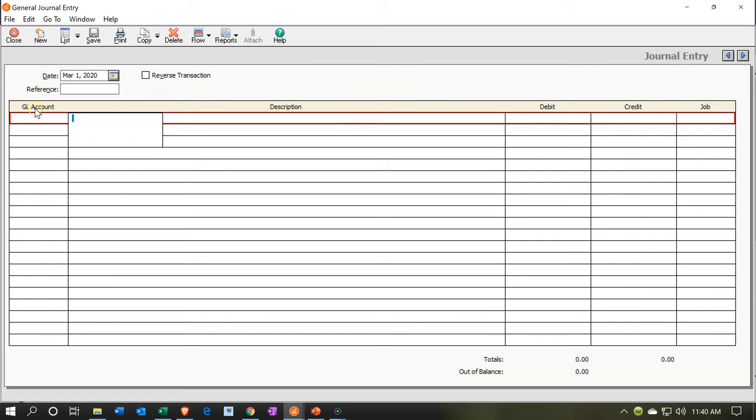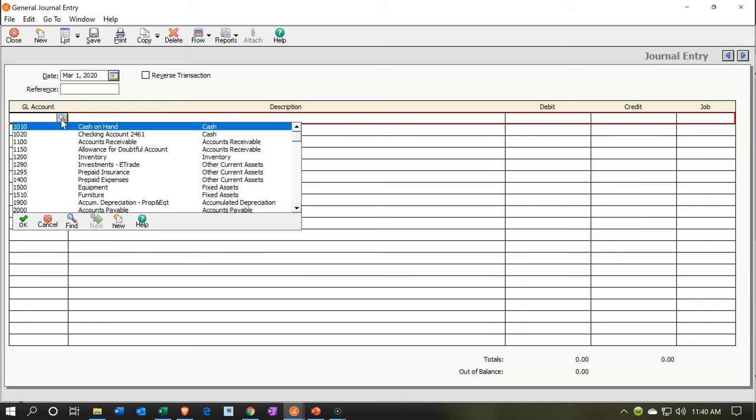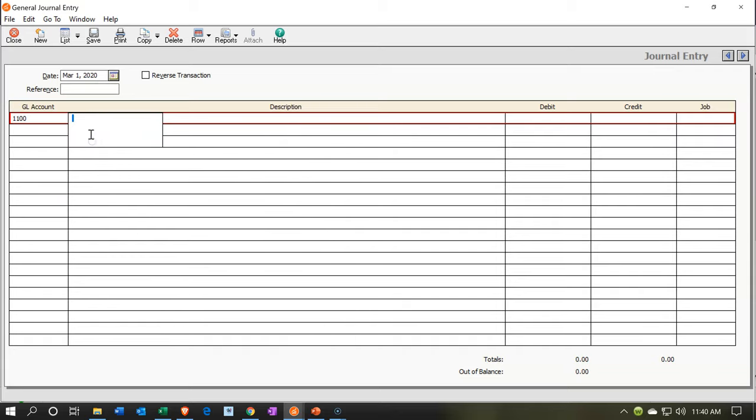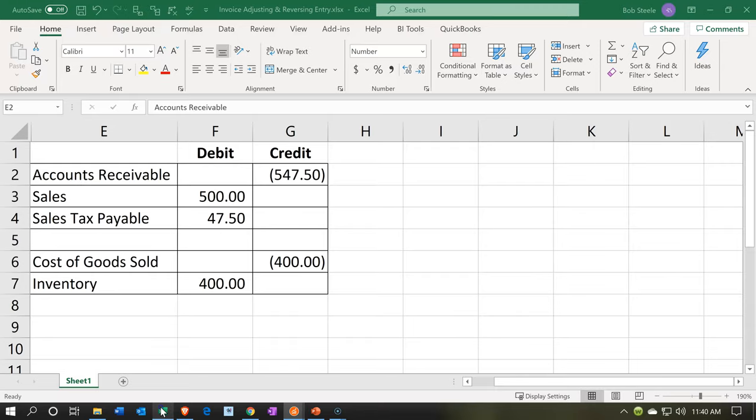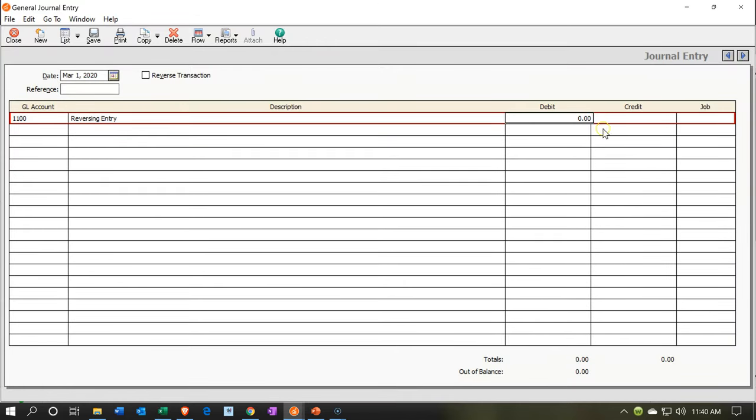030120. Then we're looking for accounts receivable. That's where we start with this thing. So this is going to be accounts receivable. And obviously 030120 is the first day after the cutoff date. That's why we're doing it there. So this is going to be a reversing entry, and that's going to be for the amount of 547.50. So that's a credit.